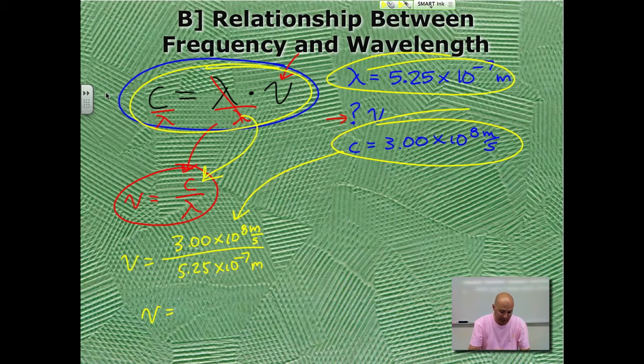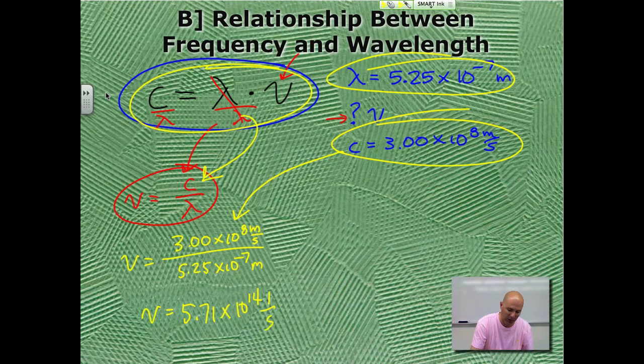So my calculator is now on 3.00. I hit my EE, that's it, EE 8. Then divided by 5.25. I have to hit second function, but all I'm doing is EE, negative 7, equals, and there's my answer, 5.71 times 10 to the 14th.